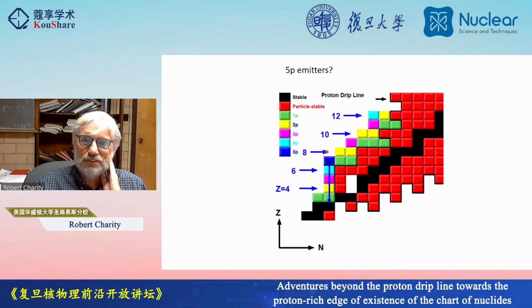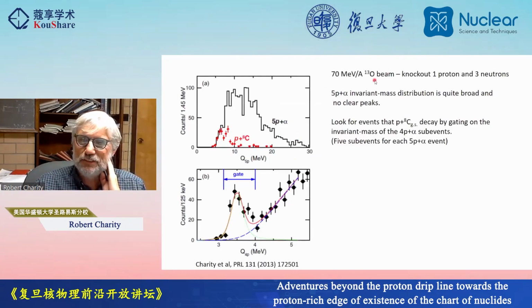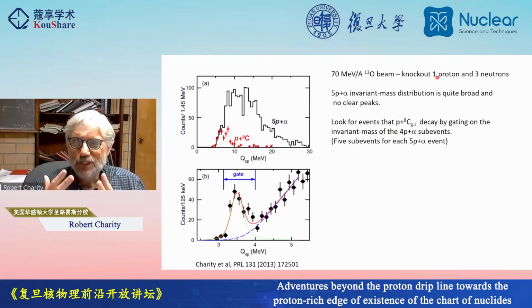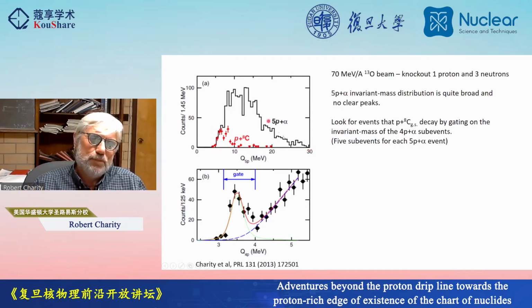So how do we make nitrogen 9? We take this oxygen 13 beam, which I have talked about before. If you do a projectile breakup, or if you like, in terms of knockout terminology, we remove 1 proton and 3 neutrons from the O13 beam, and then we would be left with nitrogen 9, which would then decay by 5 protons plus an alpha. So we looked in this reaction for events where we had 5 protons plus an alpha. Indeed, we had quite a lot of events. I was actually quite surprised how many. There are no really peak-like features. Maybe there's some wide peaks here.